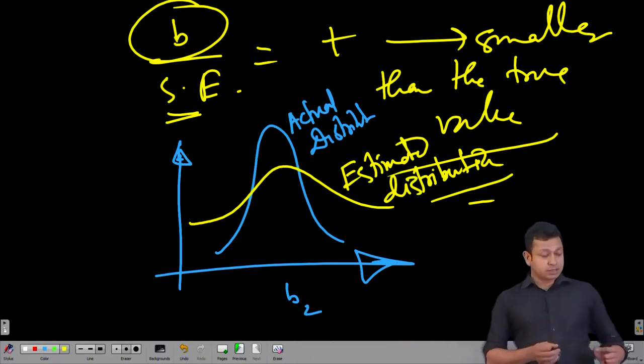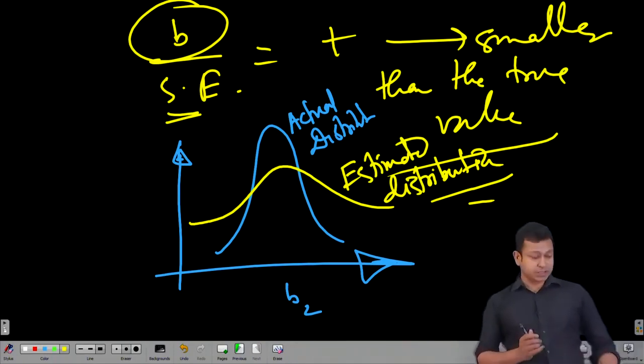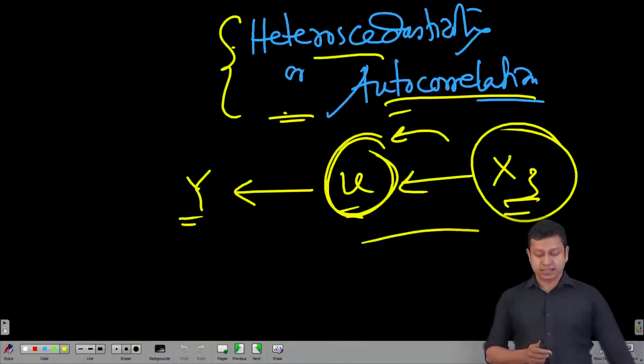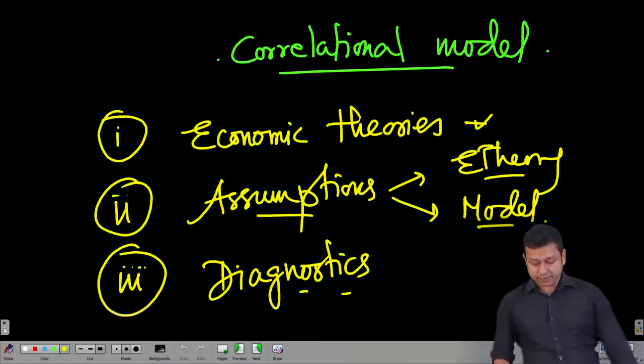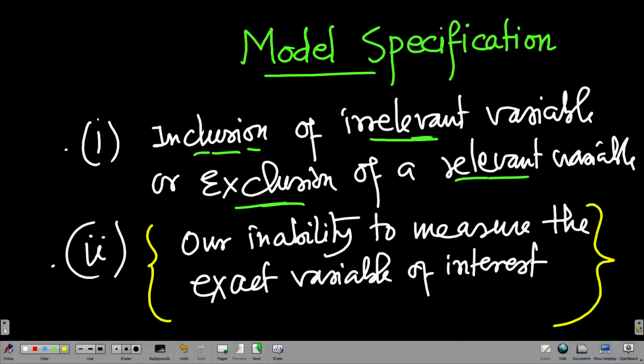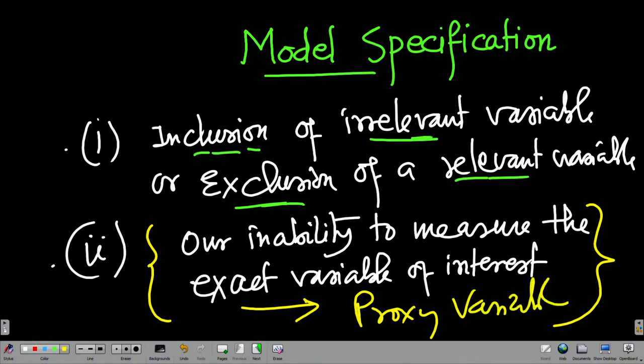The third part of model specification, which is basically the measurement problem, we explained at the beginning of this lecture, is that we have this problem of our inability to measure the exact variable, where we use some other variable called a proxy variable. So, in the next lecture, we are going to talk about the proxy variable and the error in measurement due to the proxy variable and its impact. So, that's about today's lecture, and with this we end here.